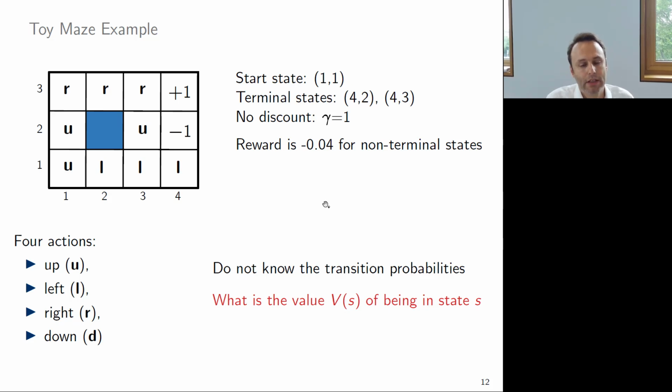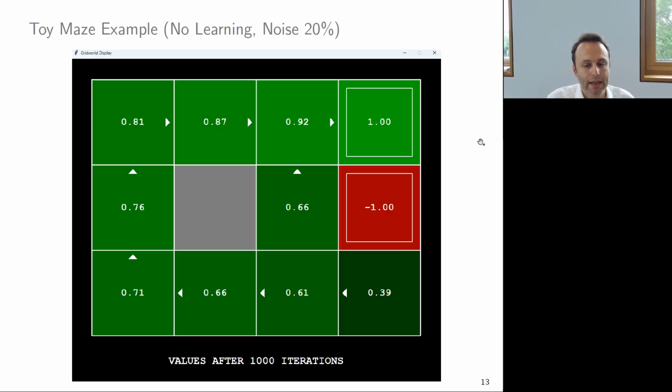And to do that, we can actually run this. And here, this is run with value iteration. After 1,000 iterations, we see we get the best value estimate is 0.71 for this lower left corner. And then the best action is to go up, up, right, right, right. And then we get to the terminal state, which has 1. Here we have no learning, but we have noise of 20%. So we slip. The transitions are not perfect.